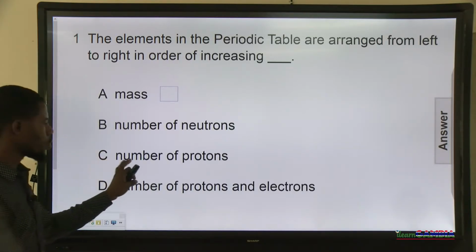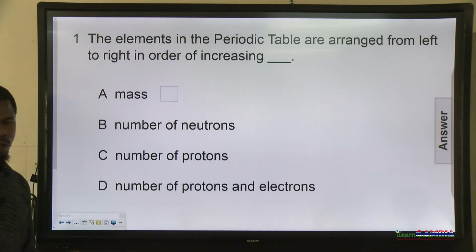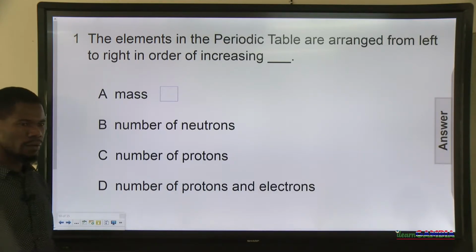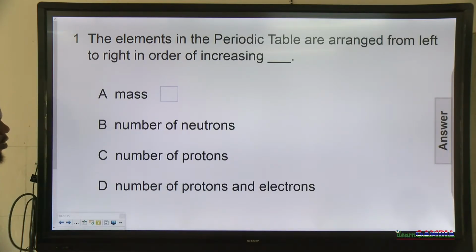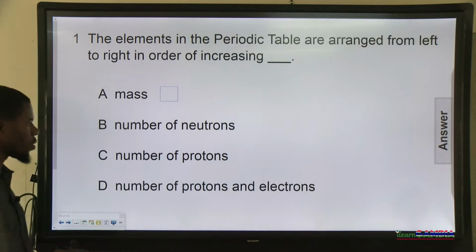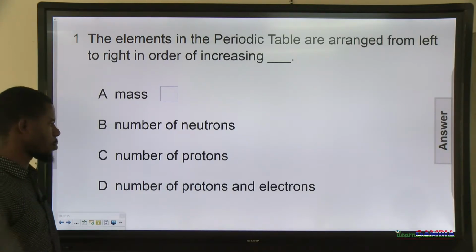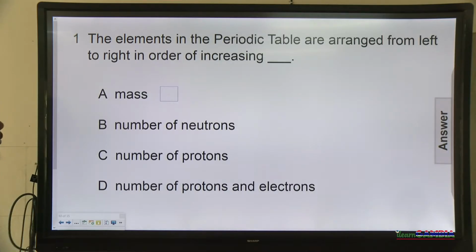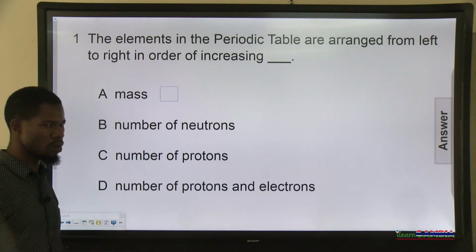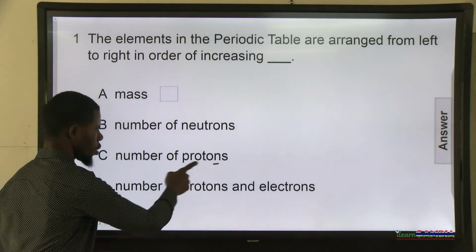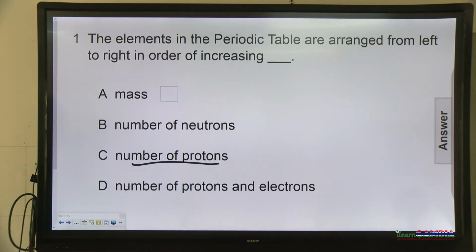We know that proton number, or number of protons, is also called atomic number, and just recently we've seen in the modern periodic law that elements in the periodic table are a periodic function of increasing atomic numbers. So therefore elements in the periodic table are arranged from left to right in order of increasing number of protons, because number of protons is also equal to atomic number. So option D is automatically wrong, since option C says number of protons.